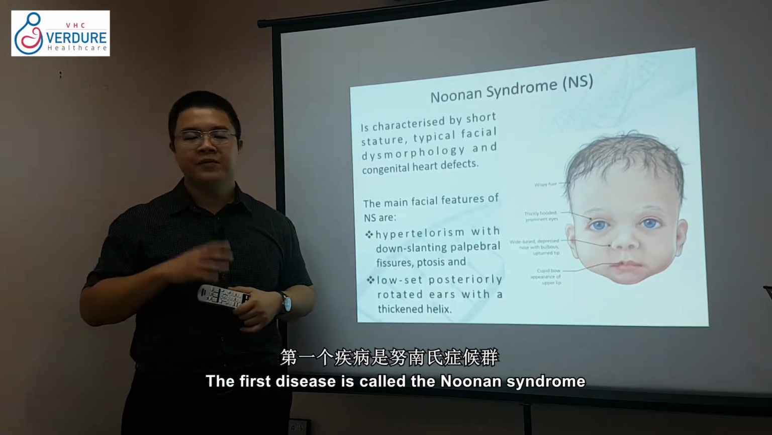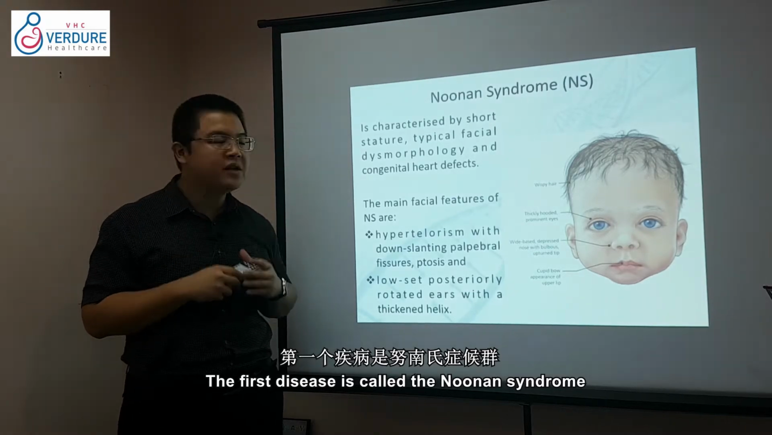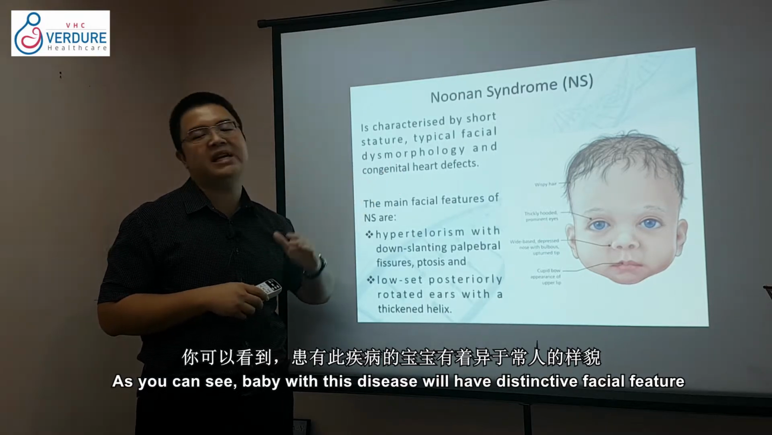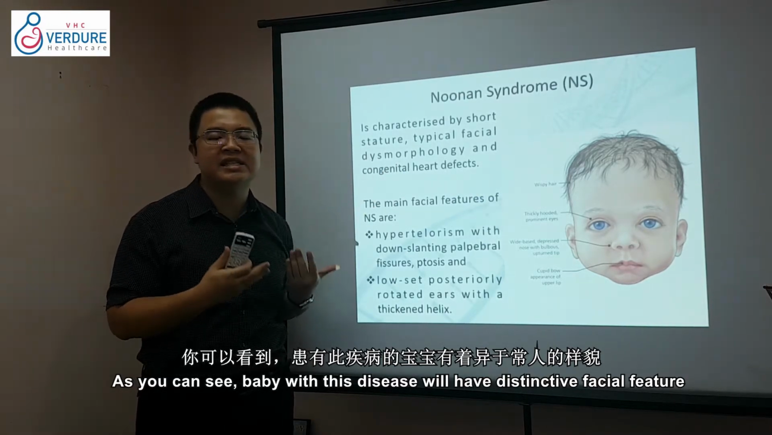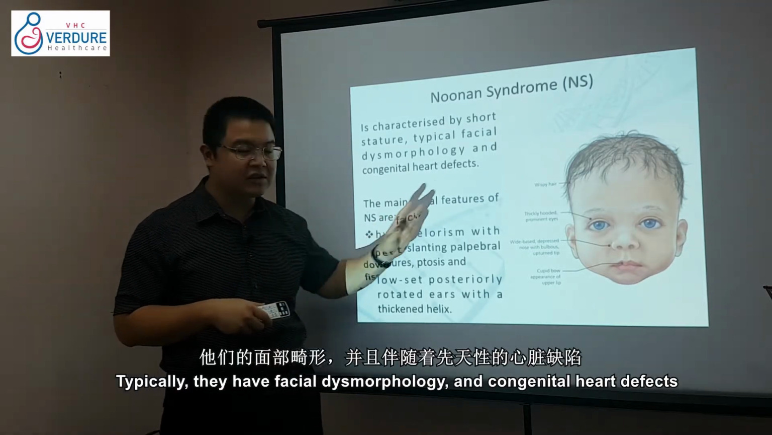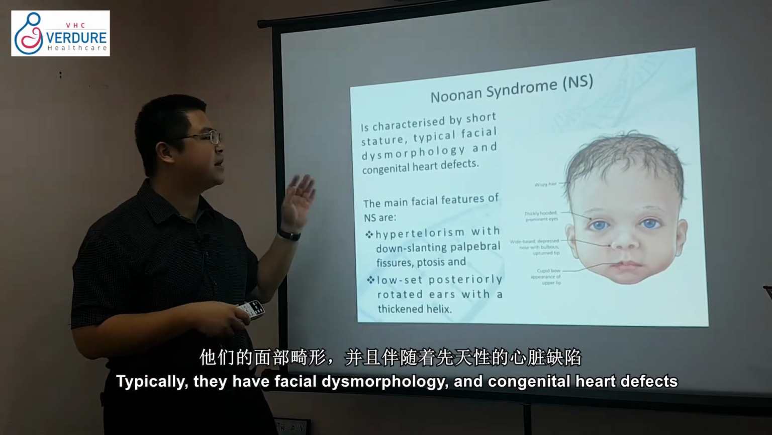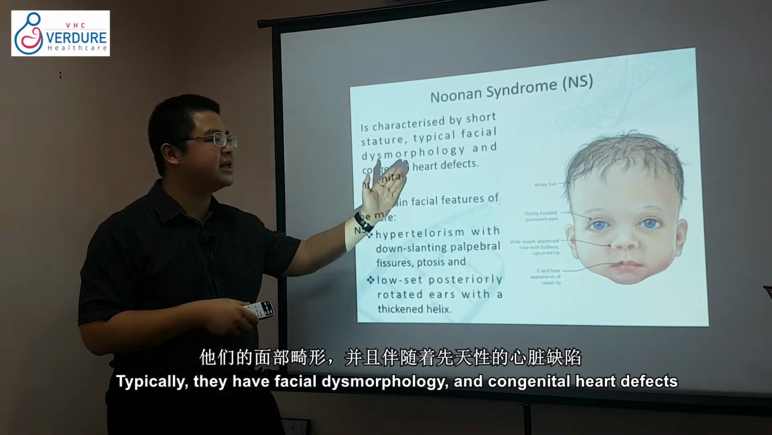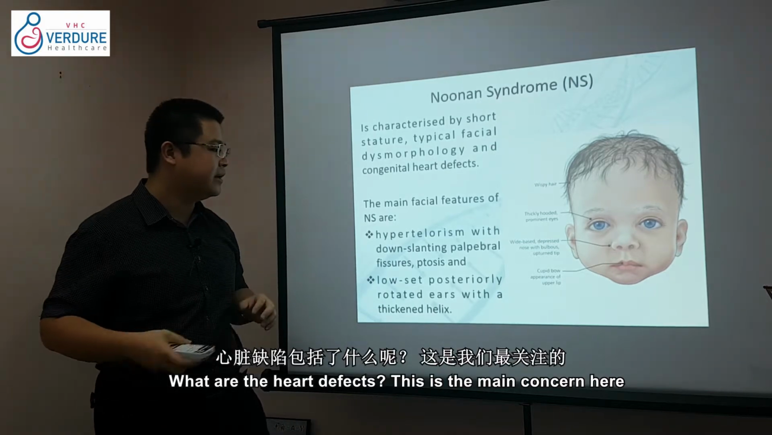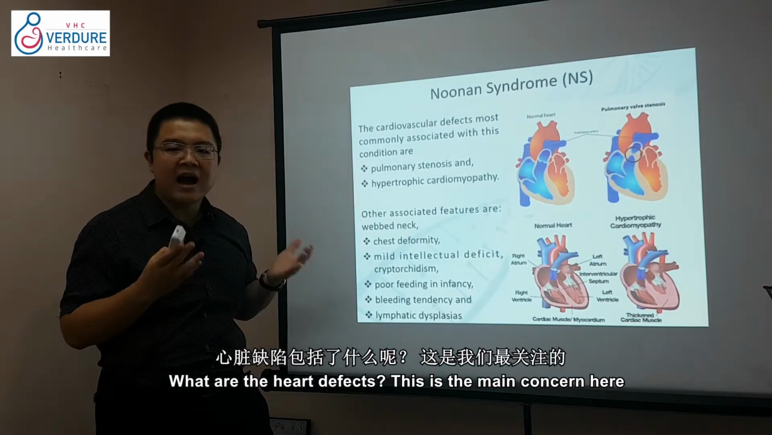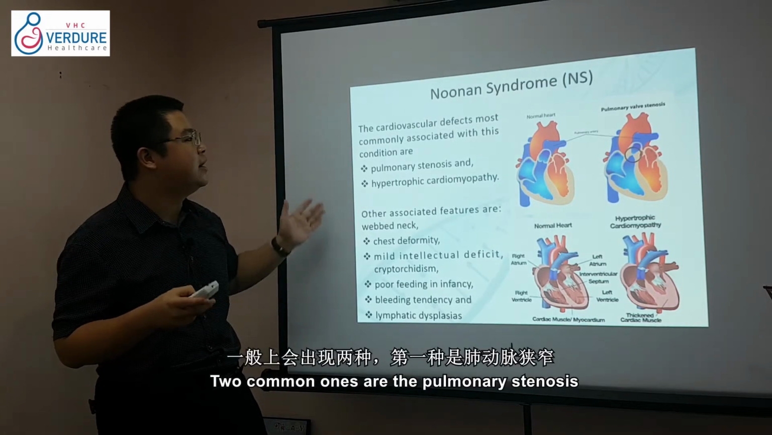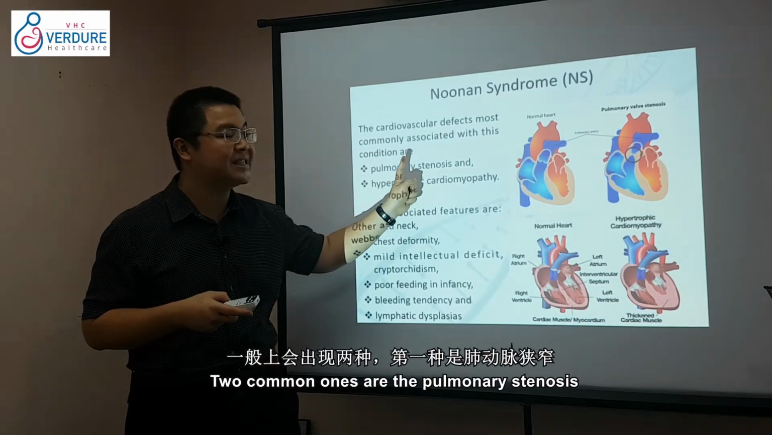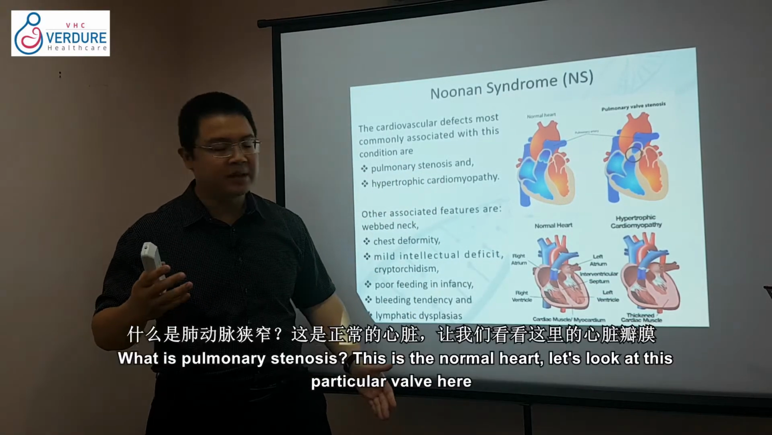The first disease is called Noonan syndrome. As you are able to tell already, babies with this disease have a very distinctive facial feature. This is of course a drawing, but typically they have a lot of facial dysmorphology and congenital heart defects. The heart defects are the main concern here. The 2 most common ones start with pulmonary stenosis. What is pulmonary stenosis?